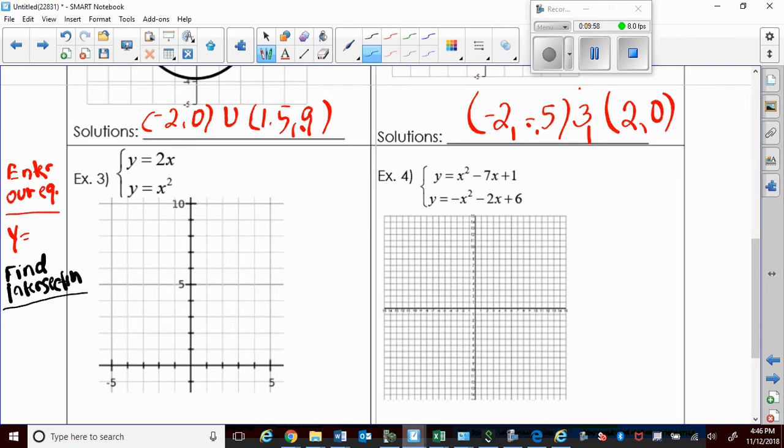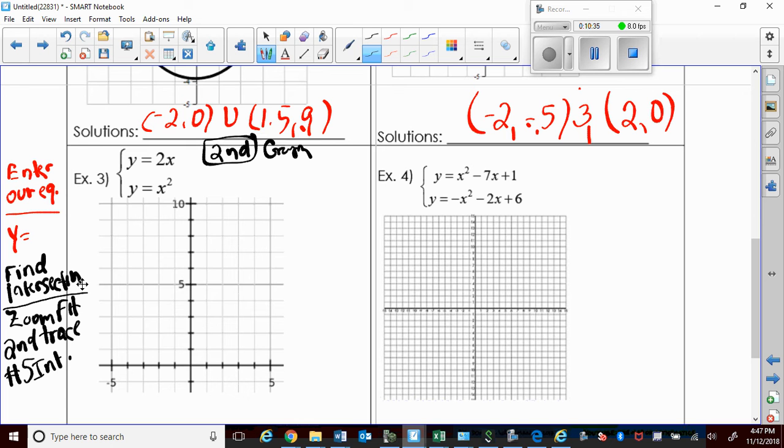So the first thing we want to do is just look at the graph, but typically I just press zoom fit. And then we're going to press second, trace, and go to number 5, intersection. That's what we're going to do to find the intersection. But we're also going to graph these equations, so we're going to use the table and go to second graph. Okay? So I'm going to do that for example 3 and example 4.